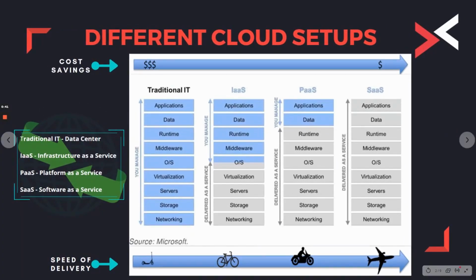So you may come across many acronyms like IaaS, Infrastructure as a Service, or you might come across PaaS, Platform as a Service, or even SaaS, Software as a Service. So what does that mean? I put over here the acronym, what they mean, and then traditional is a data center.